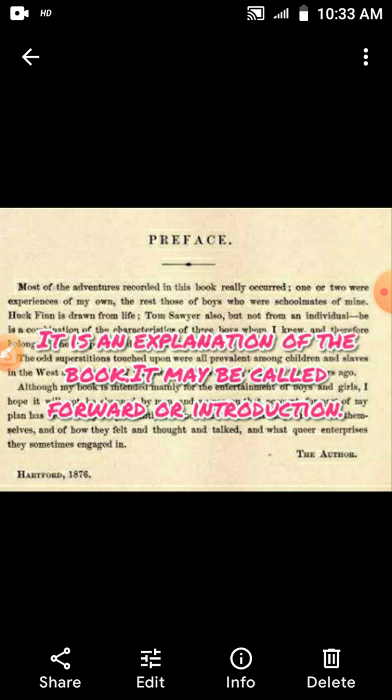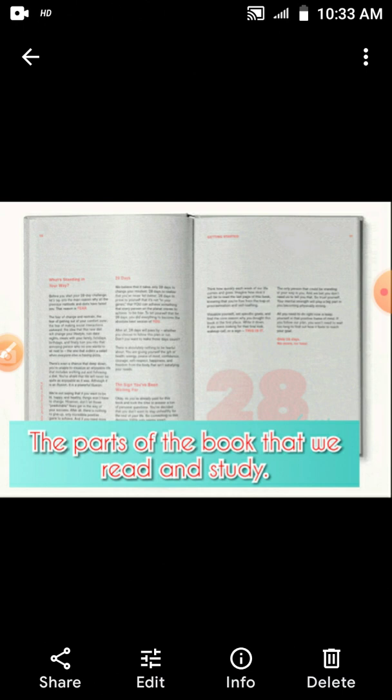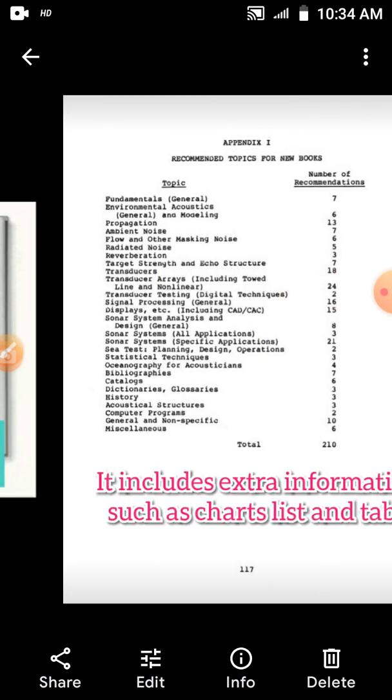Okay, then after preface comes the body of the book. The body of the book is the part of the book that we read and study. As you can see in your own book, the chapters are called the body of the book, where we can get the information about a particular subject or topic, where we can read easily.